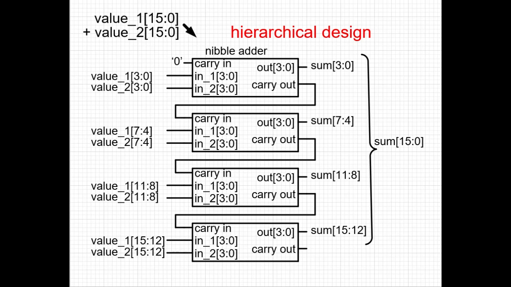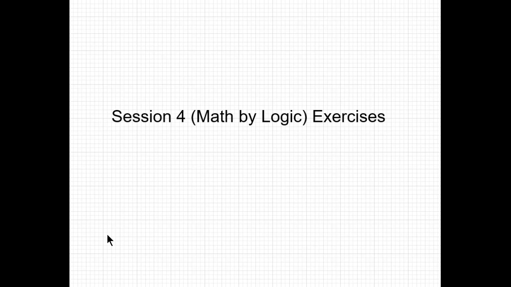One last point. As in the nibble counter, what do we do with the hierarchical carry-out? We could call this an overflow flag, since our 16-bit output signal, sum, is not large enough to accommodate this condition. And the exercises for this session.